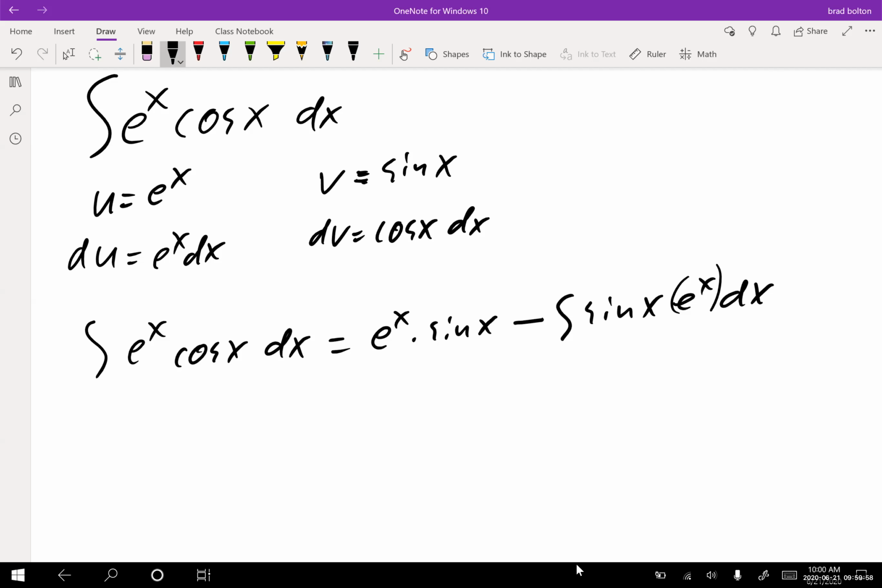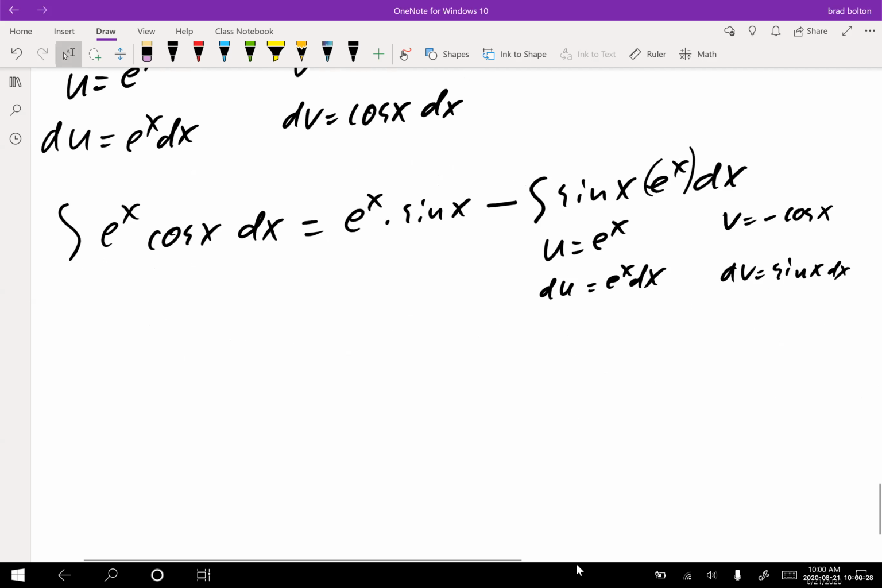Okay, so hopefully you guys are rewriting everything right here. So you have your u is equal to e to the x, so du is equal to e to the x dx, right? We have our dv is equal to sine x dx. And then that means our v is equal to negative cosine x, because the integral of sine x is negative cosine x.